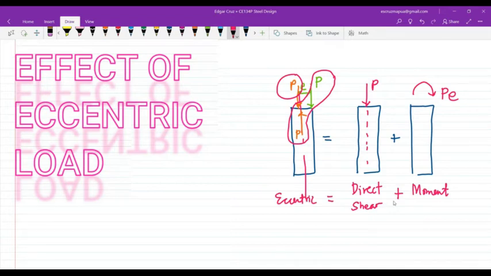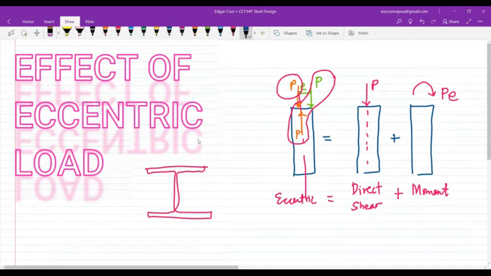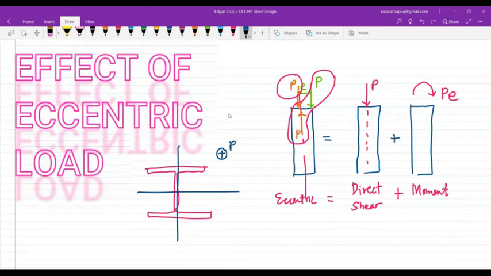So ganyan din yung ginawa natin sa beam columns, 'di ba? So whenever we have an eccentric load, 'di ba yung sa example natin na ganito, ito yung section ng column. Kunwari, so this is the axis of the column. Tapos kunwari nandito yung load P. 'Di ba? So if that would be the load P, this is an eccentric load.